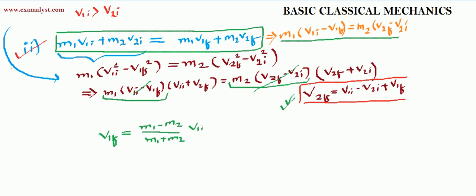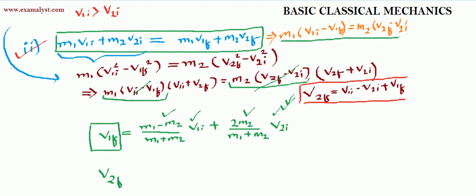times v1i. We already know m1 and m2, so we can easily calculate that, and we already know the initial velocity of the first ball. And the second expression is 2 m2 divided by (m1 plus m2), into v2i. We know the value of m2, we know the value of m1, and all the initial values are known, so we also know v2i. So we can easily predict the value of v1f if we know the initial velocities of the first and second ball and their masses. Amazing, right? This is what physics is all about, predicting the future, what will happen next.